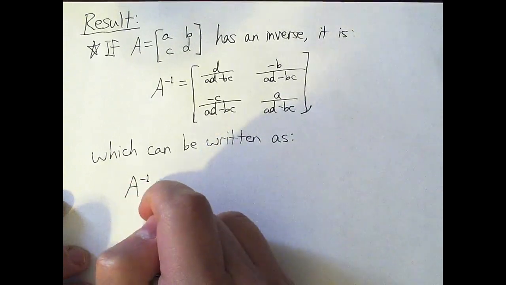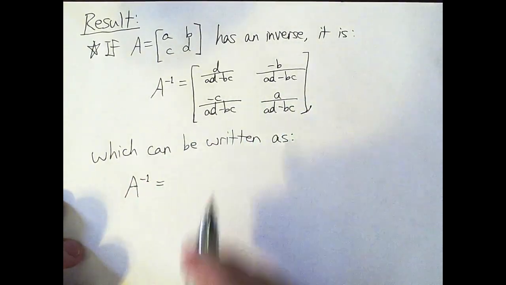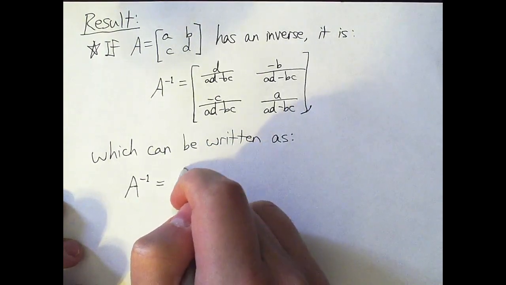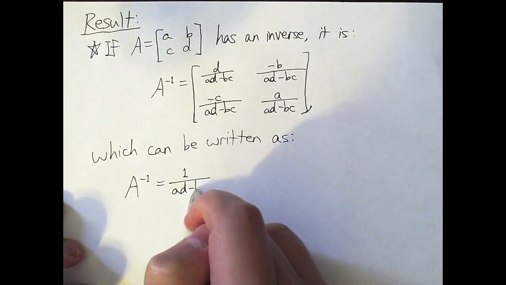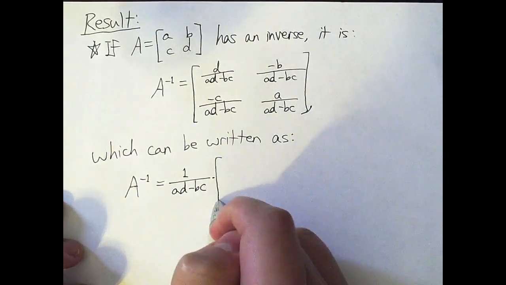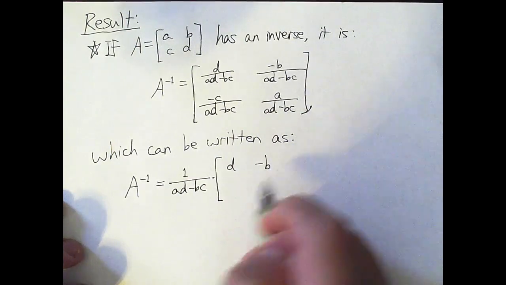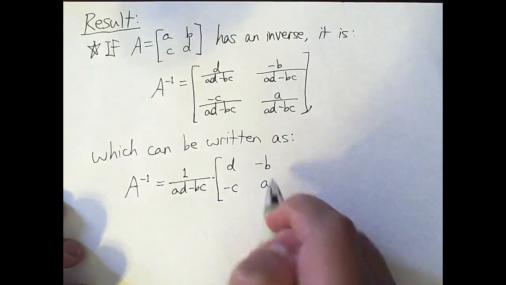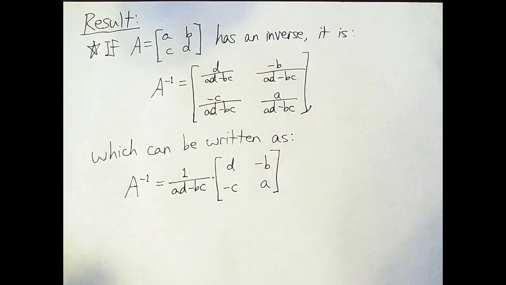So here's an idea. That denominator, we can pull it out front as a constant. I mean, it's a denominator, so we should write it as 1 over AD minus BC times, and now we can just write the numerators: D, minus B, minus C, A. So that's not so bad. It looks a little bit better now.